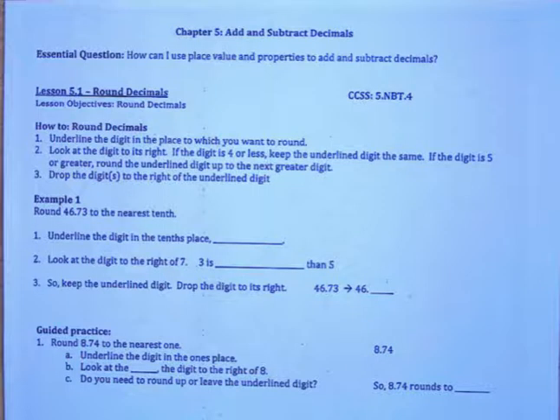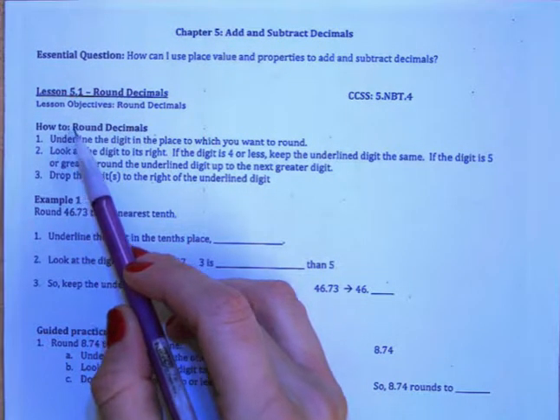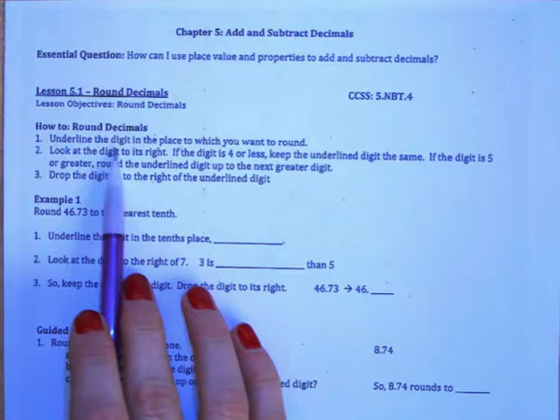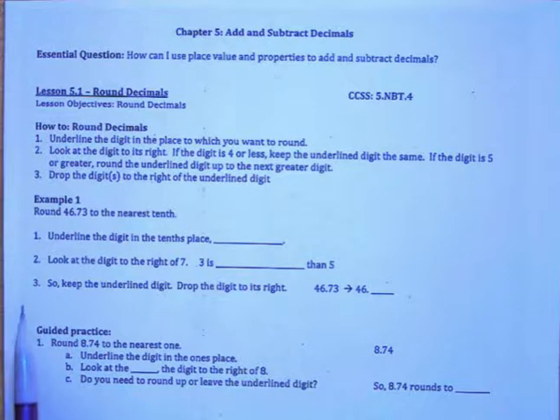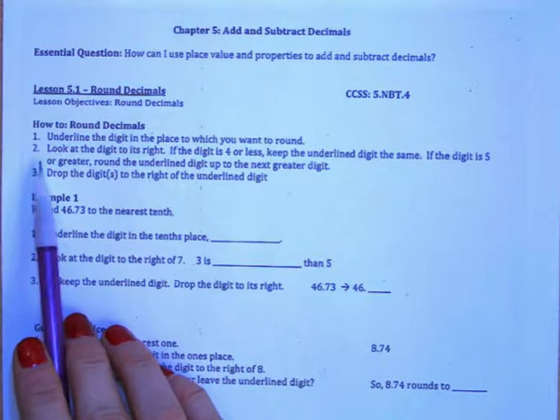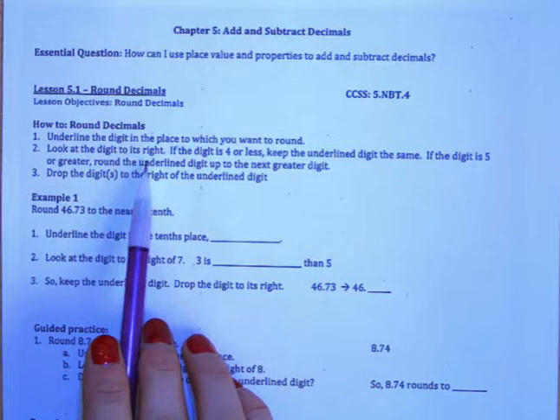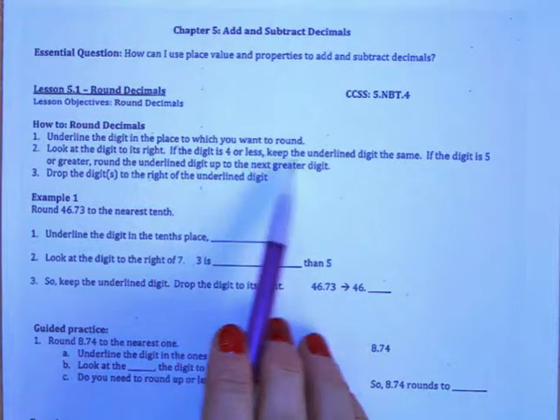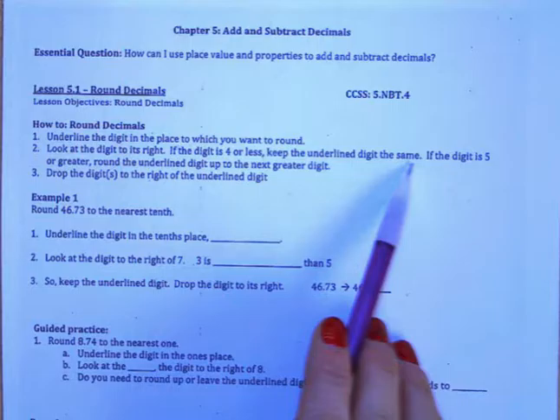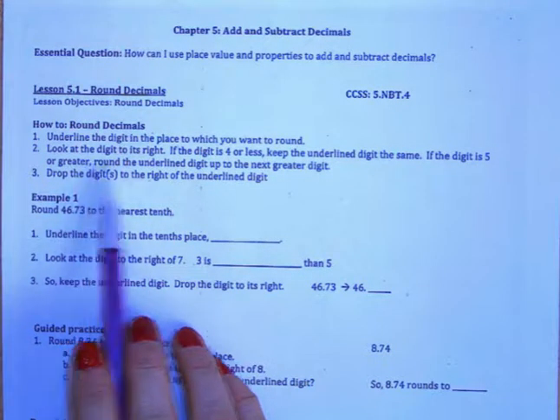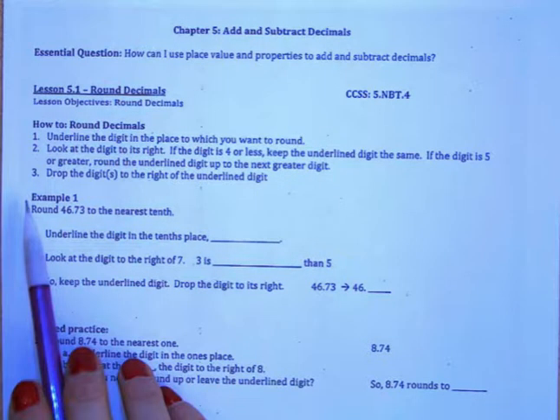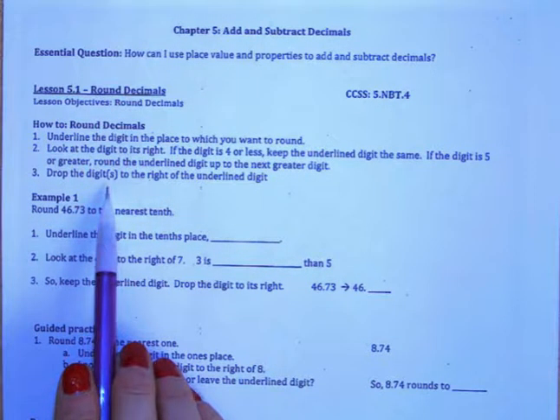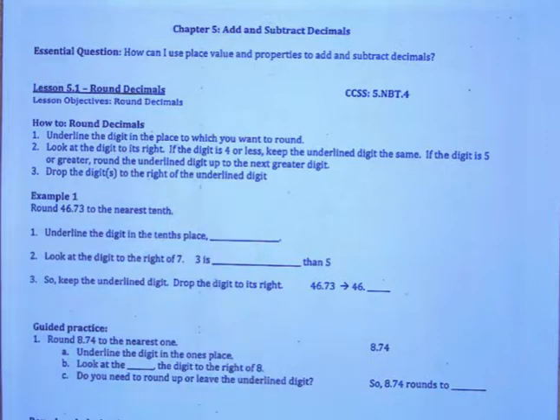And there are 3 steps that you need to follow when rounding decimals. So right here is the how-to. Step 1 is to underline the digit in the place to which you want to round. You'll find that in the question or the directions. Step 2 is to look at the digit to its right. If the digit is 4 or less, keep the underlined digit the same. If the digit is 5 or greater, round the underlined digit up to the next greater digit. Step 3 is to drop the digit or digits to the right of the underlined digit.